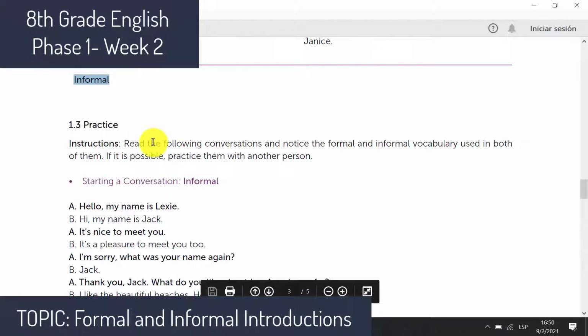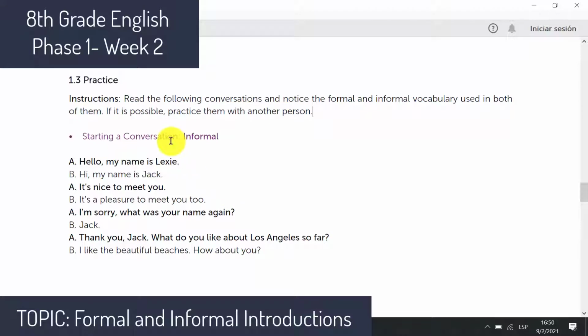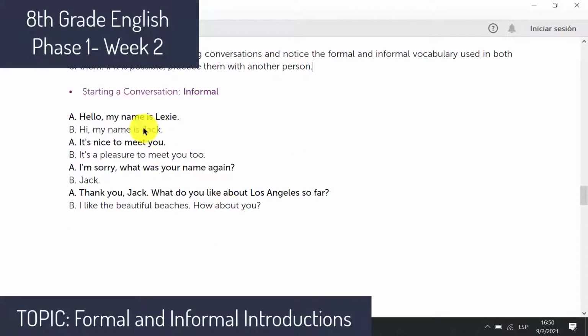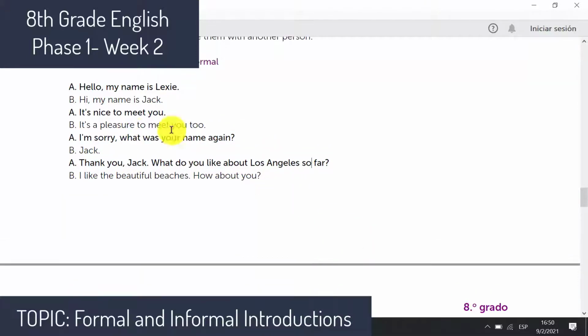Now, let's practice with more vocabulary. Read the following conversations and notice the formal and informal vocabulary, okay? Vamos a ver el vocabulary formal and informal, okay? Quiero que se fije en las letras que están en negrita. Yes, this is informal vocabulary, okay? Fíjese en las letras negritas. Look at the bold letters. This is informal vocabulary. Listen and repeat.